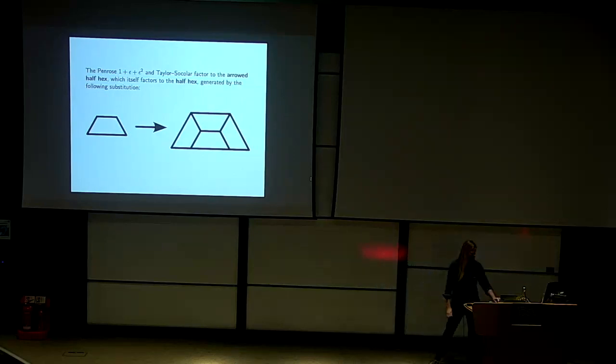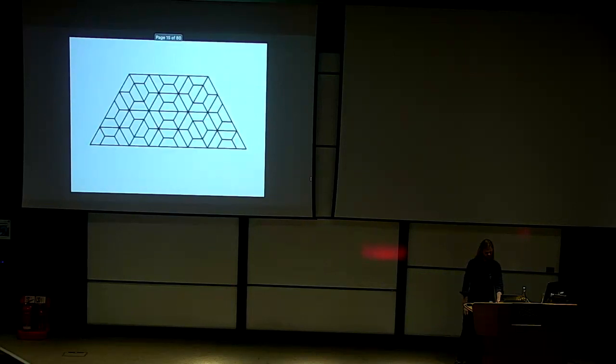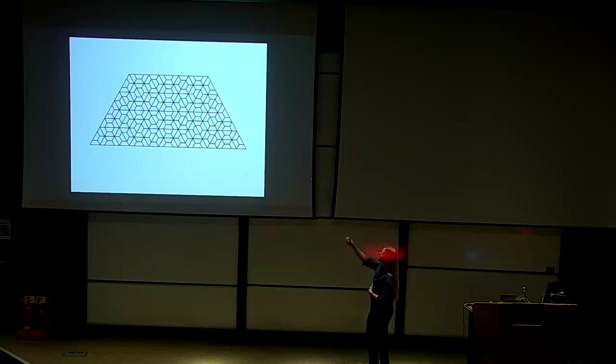So I wanted to quickly show off this substitution. I think we've also seen this one before in Natalie's talk, as I remember. So let me just iterate this substitution a few times. You can see when I substitute, every half-hex is paired up with another one. So actually you can join them together to make a hexagonal tiling.